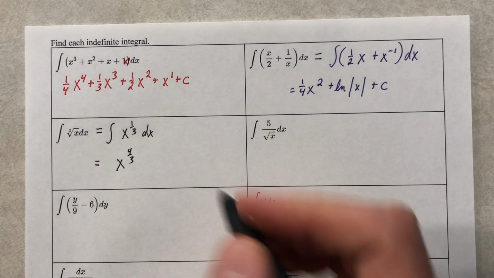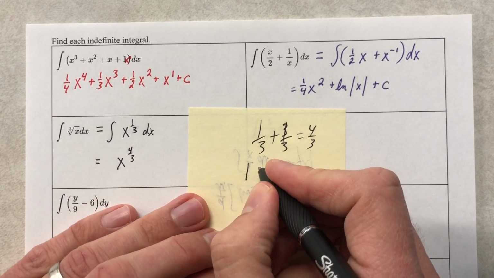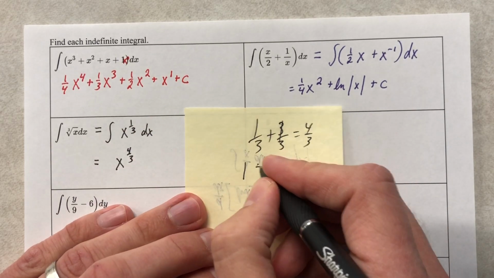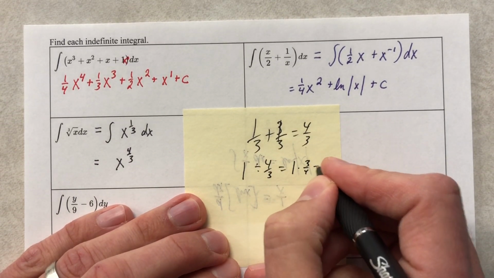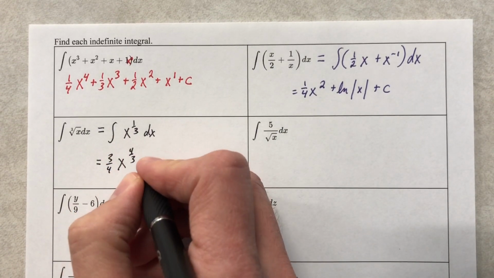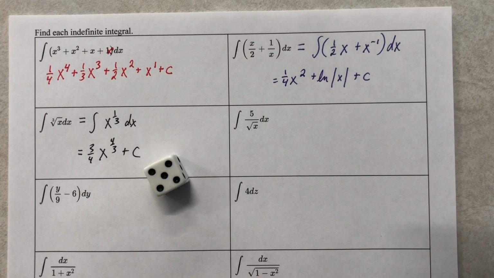So here's another way of looking at it. 1 divided by 4/3. 1 old coefficient, 1 divided by 4/3 is really going to give me 1 times 3/4, which is 3/4. So 3/4 x to the 4/3 and then plus c. There we go. Next problem is done in red.